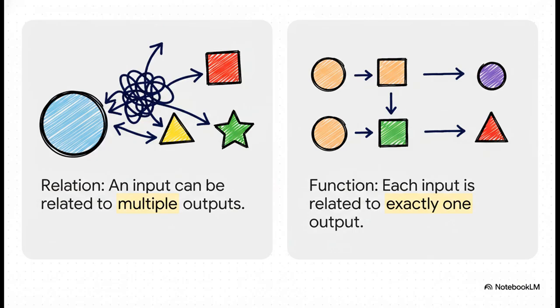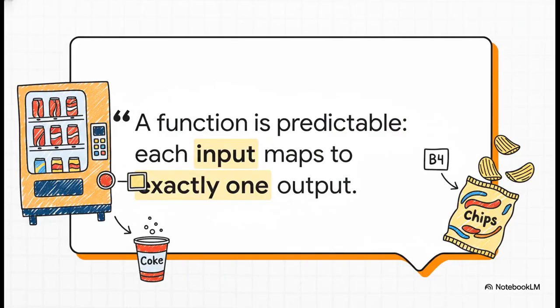And this comparison here just nails the difference. Look at the relation on the left. It's kind of all over the place, right? One input can go to multiple outputs. It's unpredictable. But now look at the function on the right. It's clean. It's strict. Every input has one and only one path forward. That's the golden rule.